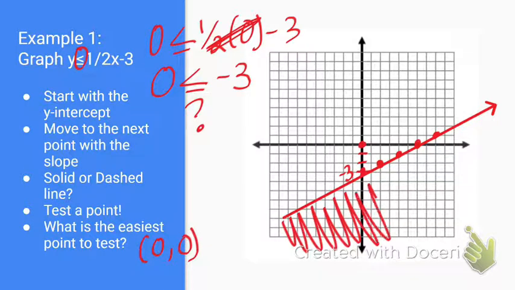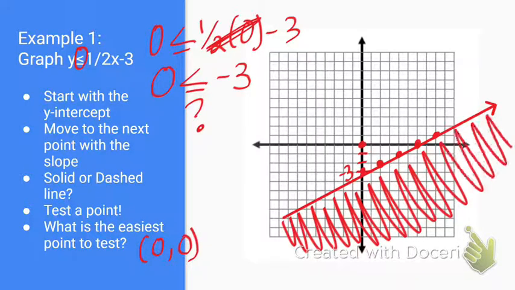You follow me? Oh, this was on the SAT. If it had been true, I would have shaded on the side with 0, 0. Okay? Okay, not so bad.